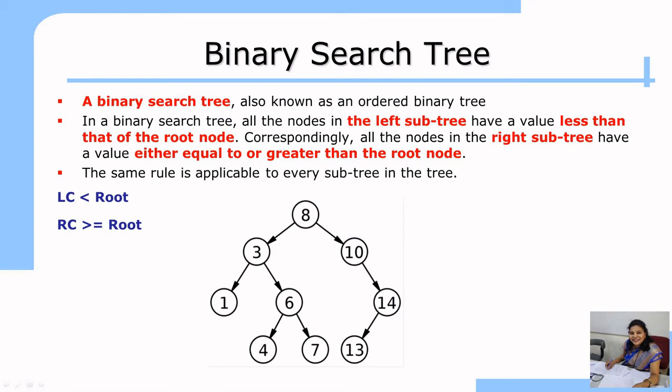Whatever nodes are present on the left side are less than 8. You can see 3, 1, 6, 4, 7. And whatever nodes have a value greater than 8 are on the right side. See 10, 14, 13. For each node, this rule is applicable. Consider node 6. The 4 is smaller than 6, so it is on the left side. 7 is greater than 6, so it is on the right side. 13 is lesser than 14, so it is on the left side. 1 is less than 3, so it is on the left side.